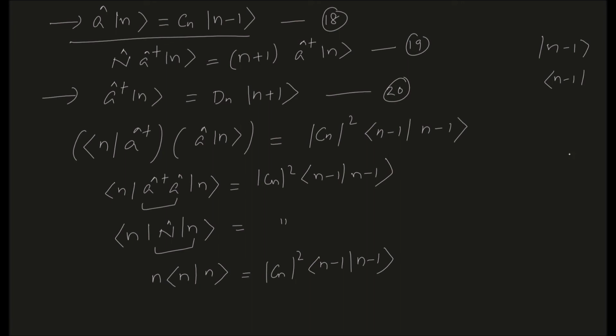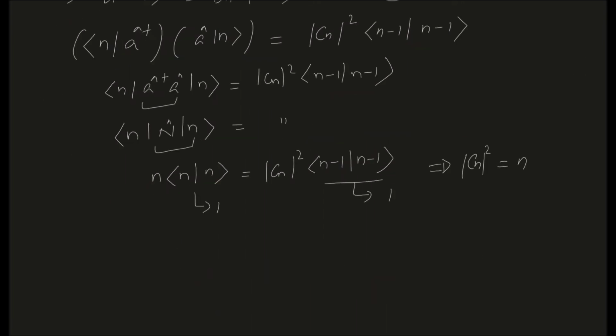Now since |n⟩ is a normalized state, this will give us 1, and if |n⟩ is normalized, |n−1⟩ will also be a normalized state, so this will also give you 1. So what it gives you is that modulus |Cn|² is equal to n, right? This modulus |Cn|² will always be a positive number.